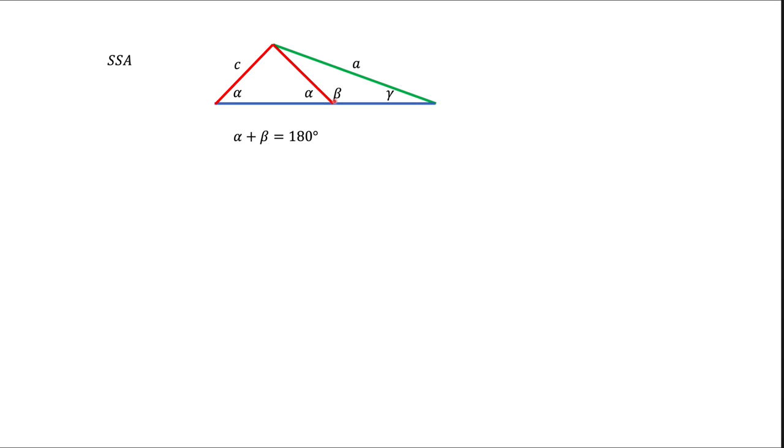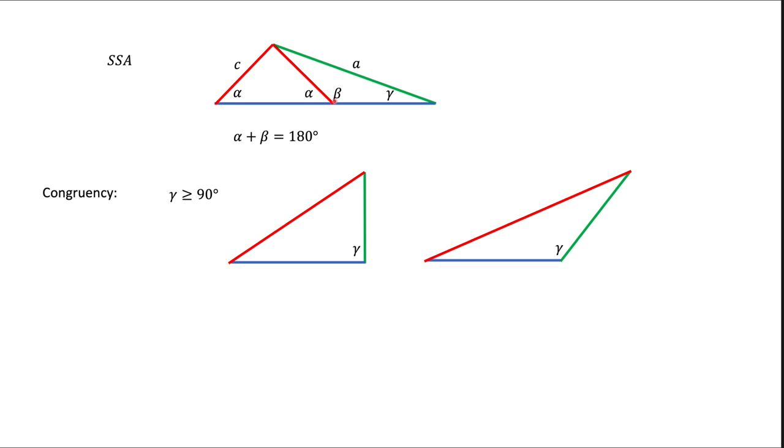It turned out that this SSA situation could be a criterion of congruence. But for that to happen, certain conditions on the sides and angle should be satisfied. First of all, you do have congruency when angle gamma is greater than or equal to 90 degrees. So once you specify the angle gamma, you get the green side, then you'll find that there's only one way to put the red side. But even when gamma is less than 90 degrees, there are still situations when we have a single triangle, when we do have a congruency.